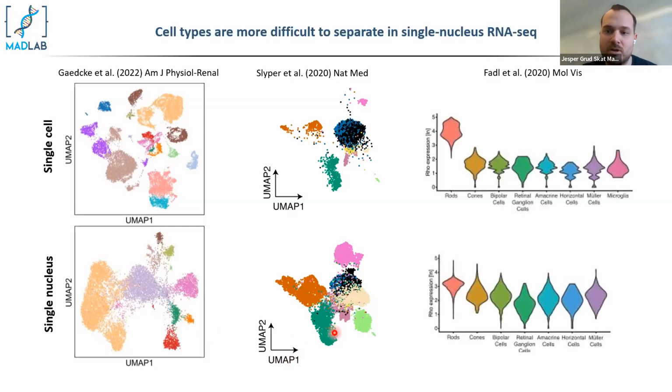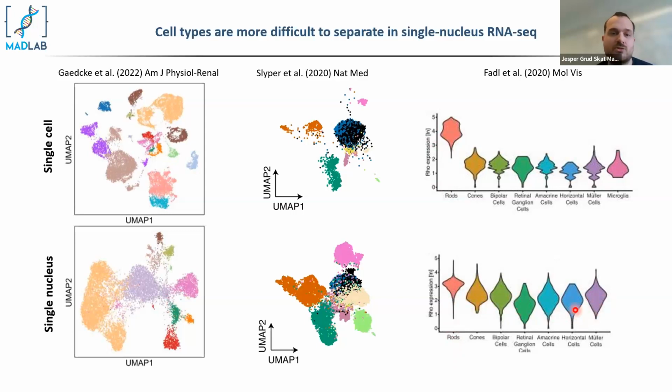So why is that? One of the reasons is conceivably shown in this graph here, which is taken from a paper by Fadl et al., where it's also single cell and single nucleus RNA sequencing on retina. And what they see is, this is rhodopsin expression on the y-axis and different cell types on the x-axis. And they see that the rods in the single cell data express high amounts of rhodopsin as expected. We also see the same in the single nucleus RNA sequencing data, that rods are the cells that express the most rhodopsin, but there's actually quite high expression levels in all other cells.